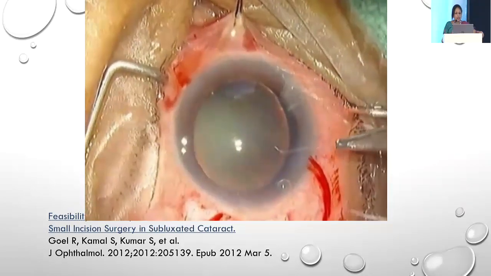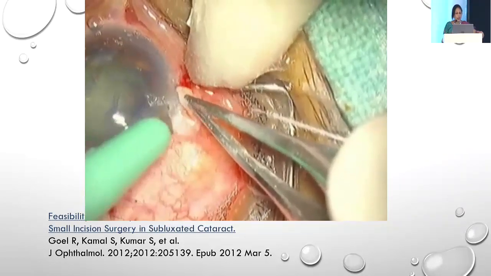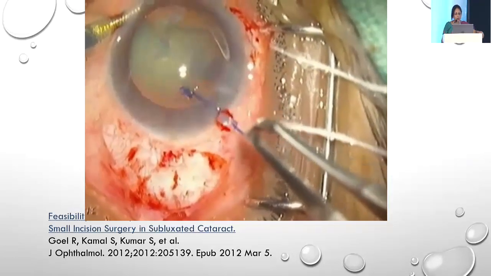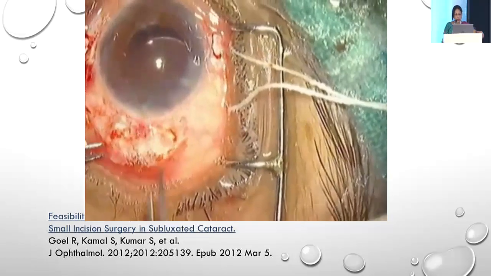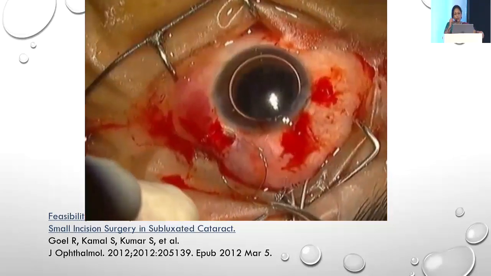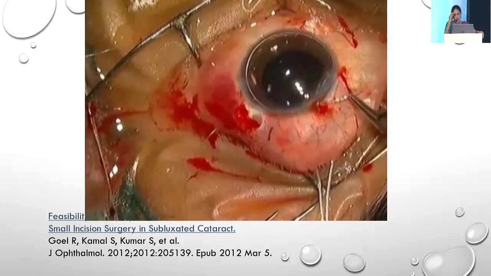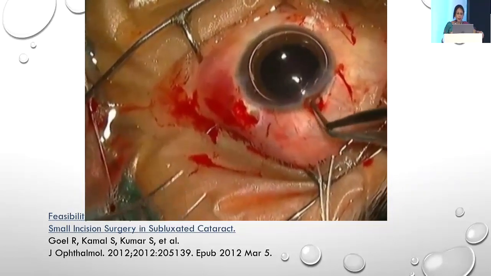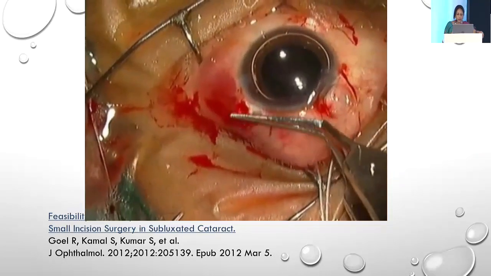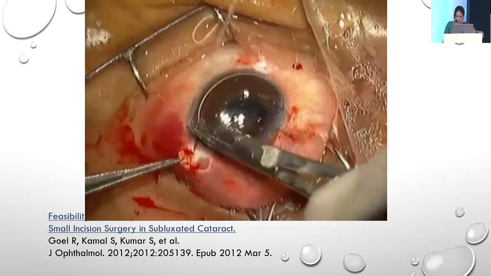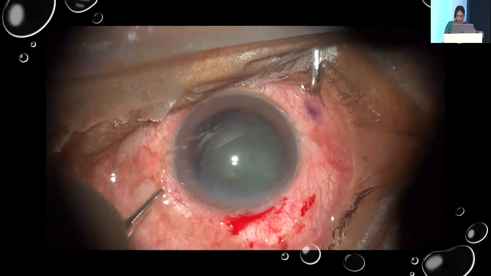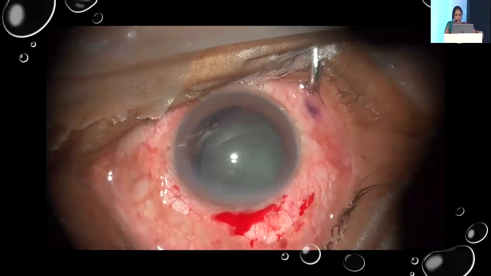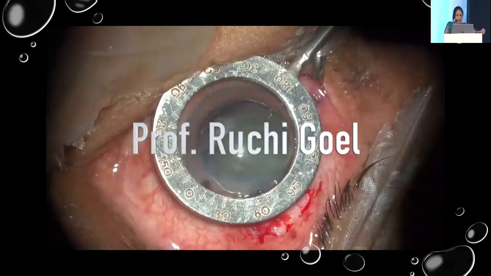Now this is another patient where you see a nearly 180-degree subluxation. Here there is a risk of the entire bag-lens complex falling down. So you can use iris retractors to hold the bag in place. And then there are some cases with extensive subluxation, where I think sir will show you how you do a secondary IOL in these patients. This is a case with more than 180-degree subluxation.